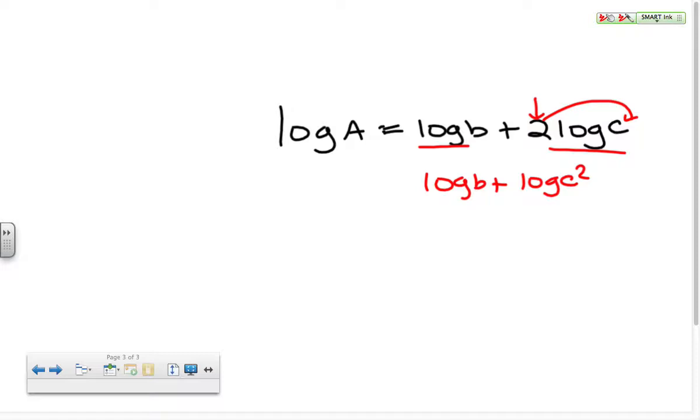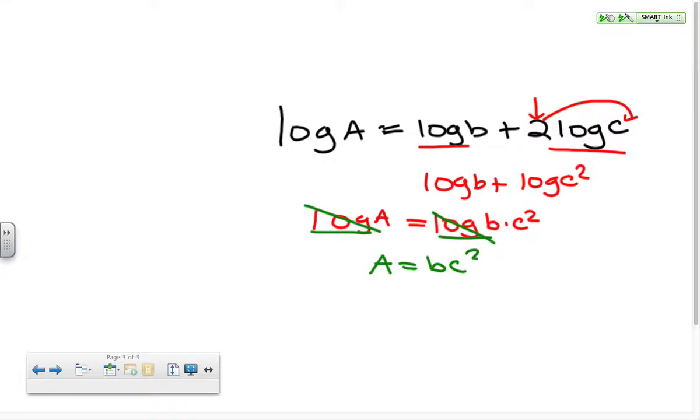Now I can add them together. Remember, when you add, we multiply. So log b times c squared equals log a. Now I have two monomials with logs. Those logs can cancel out, and I'm left with a equals b c squared.